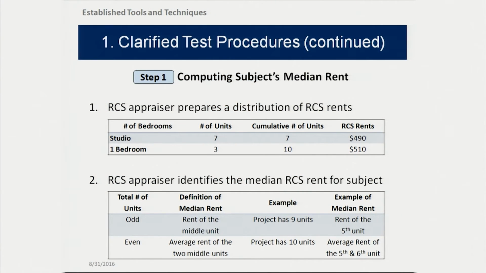This slide here illustrates Step 1, computing subject's median rent. The important point to note here is whether the subject project has an odd or even number of units. As illustrated in this slide, the median rent is computed using the guidance provided for the respective number of units. If the subject has an even number of units, the median rent is the average of the 2 middle units. If the subject has an odd number of units, the median rent is the rent of the middle unit. Section 914B provides specific guidance on computing the subject's median rent.